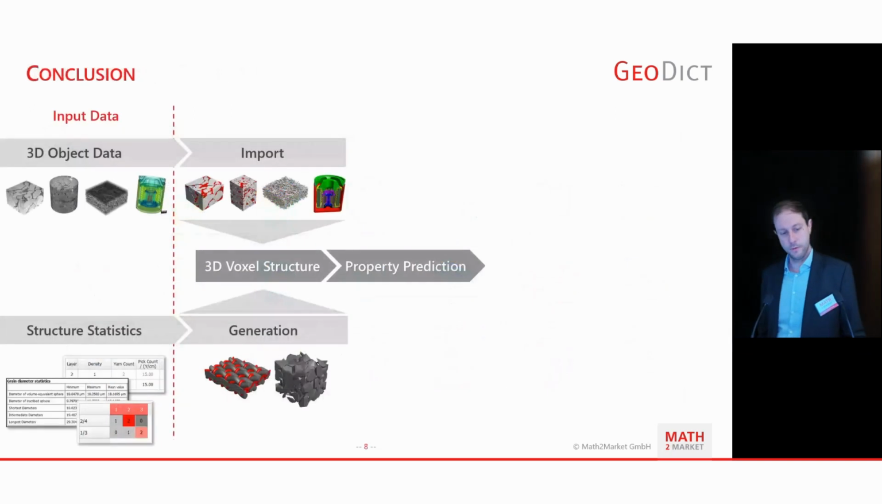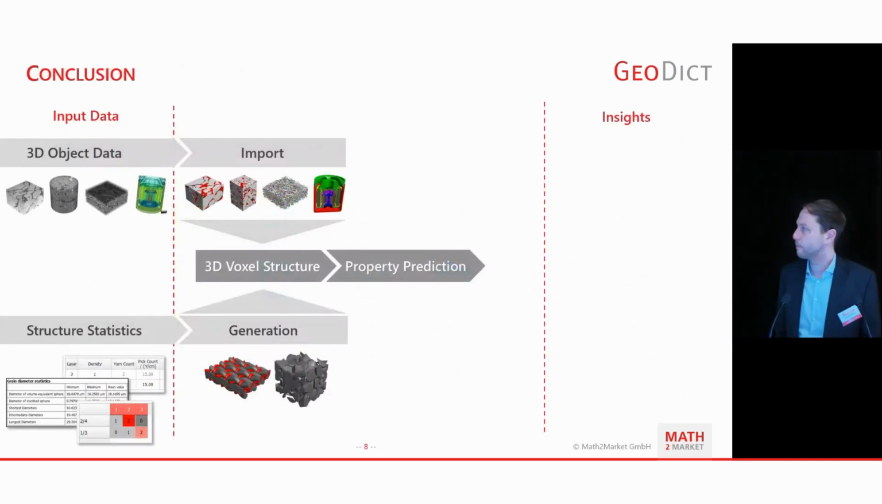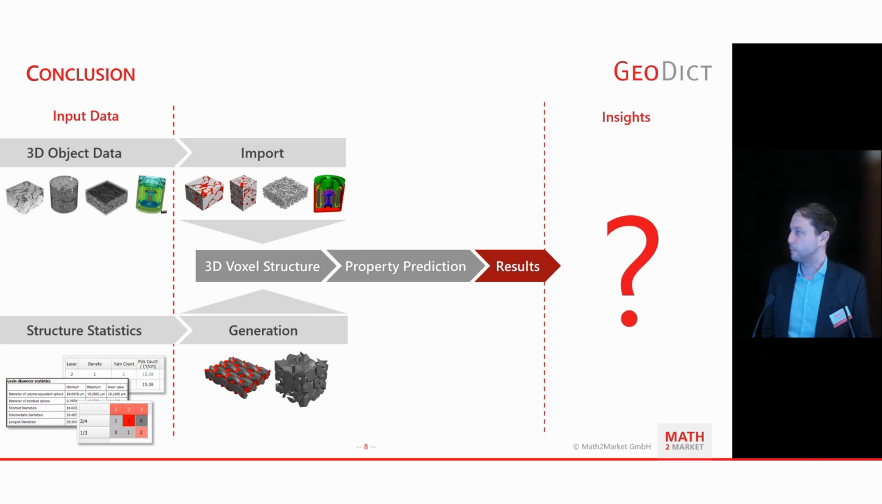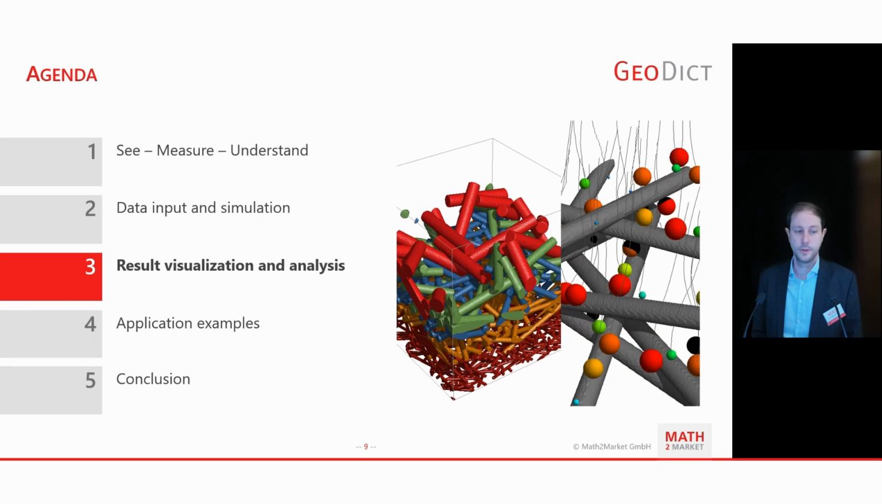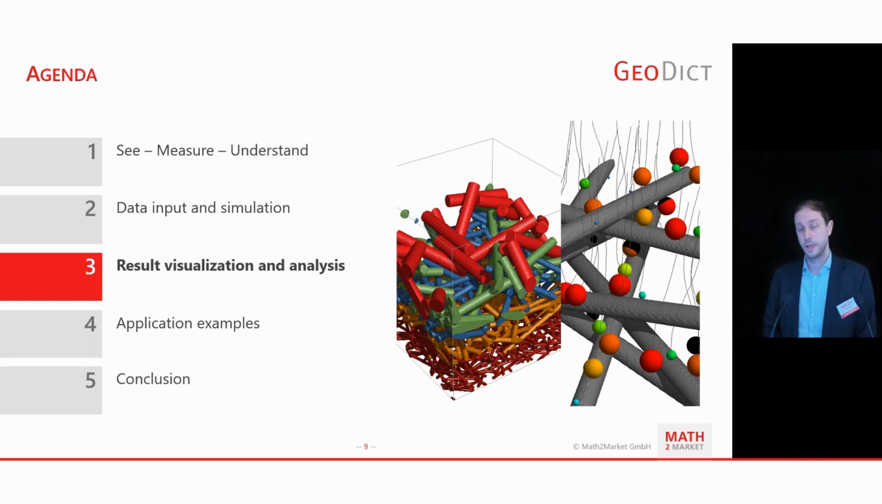And whatever comes out from property prediction is some result. And now comes the question, how can you get some insights from these results? And this is where result visualization and analysis in GeoDict comes in. I will now give some overview of the features of GeoDict that let you see data and analyze its contents.